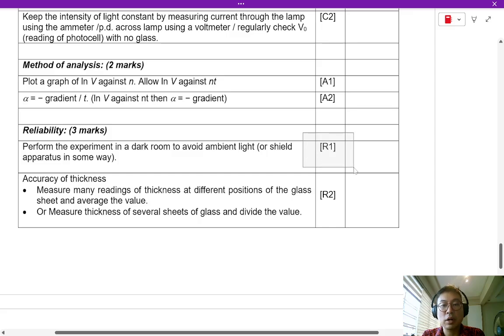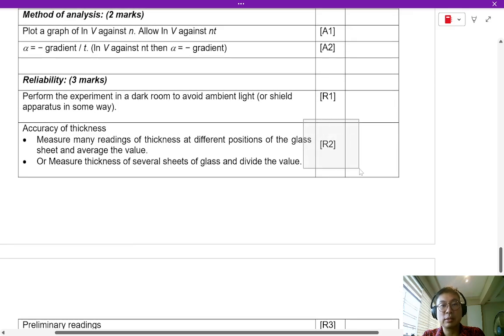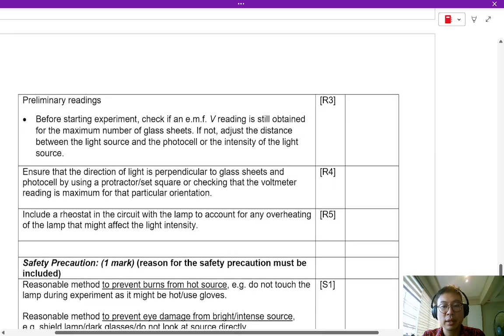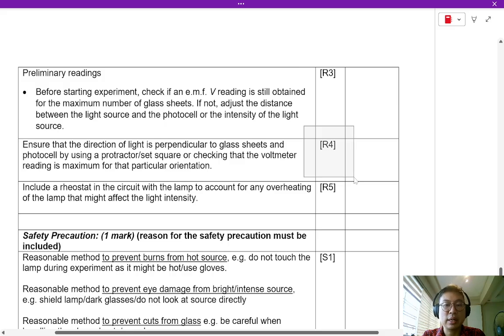A dark room to avoid ambient light interference gets R1. Measuring the thickness several times at different places and averaging the result gets R2. Doing preliminary readings to see whether the number of glass sheets that you have will give you a change in the intensity, the voltage, gets R3. One thing which wasn't written is using a protractor to get the maximum voltage by making the torchlight shine directly at the photocell, R4. Using a rheostat to control the lamp intensity gets R5.